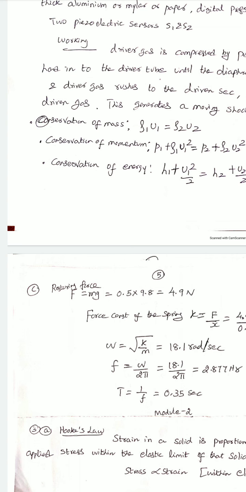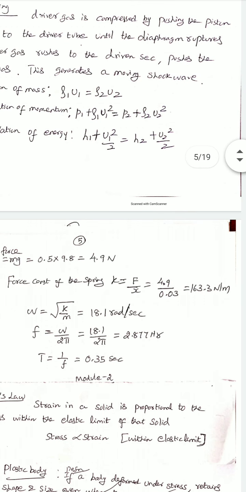So mass and acceleration of gravity are multiplied here. Then the force constant k equals F by x. So then we are substituting all the data here. Then omega is square root of k by m. So then 18.1 we are getting here. Then the frequency is equal to omega by 2 pi. Then the time period we are calculating as 0.35 seconds.